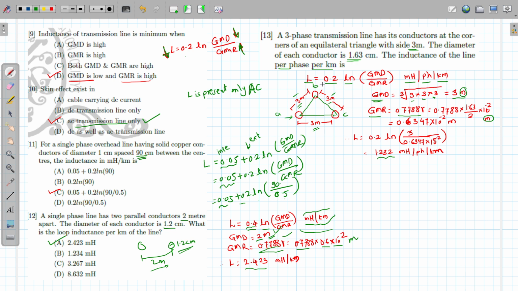This is the GMD. The formula of the inductance is 0.2 ln GMD by GMR. How to calculate GMR? There is a single conductor in each phase, so it is 0.7788 R. So 0.7788, and 1.63 is the diameter, so 1.63 divided by 2 is the radius. It will be 10 raised to minus 2 to convert into meter, because this quantity is in meter. So it will give you 0.6347 into 10 to the power minus 2 meter. If we calculate it, it will give you 1.232 millihenry per phase per kilometer.